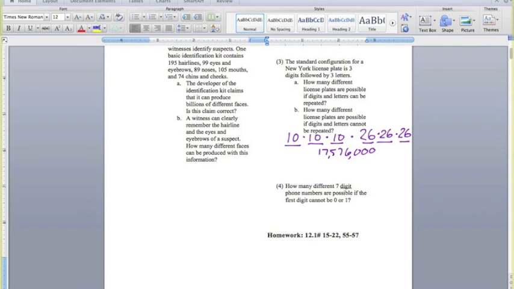Part B asks, what happens if we can't repeat? So we're not allowed to do 111AAA. We have to do like 1, 2, 3 ABC. Okay? So how many digits could go in the first blank? 10. Anything. But now that I've used up a digit, how many can go in the second blank? 9, 8. Letters, any letter can start it out, but once I've used up a letter, I can't use it again, so we have to count down.